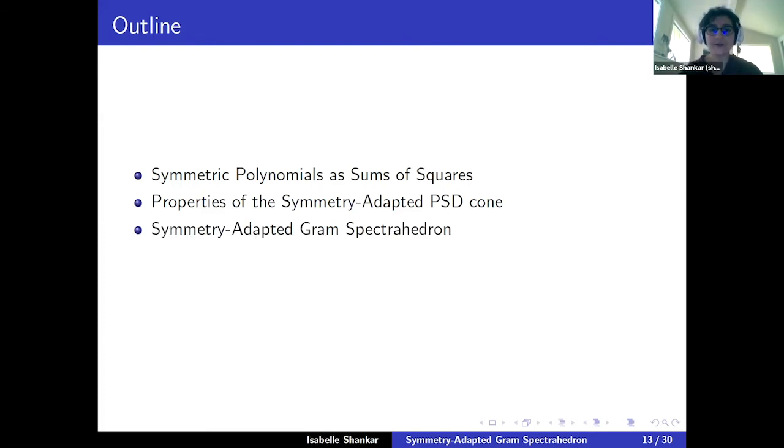Then I'll talk about symmetry adapted Gram spectrahedra for particular cases of n and d that we studied, n being the number of variables, d being the degree. And then I'll end with some of the work that we did applying this machinery to symmetric polynomial inequalities. I kind of touched on that earlier, and I'll go into it a little bit more in detail here today.